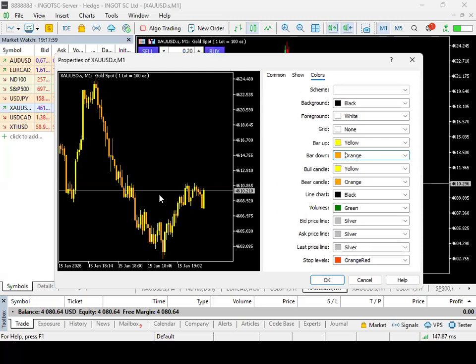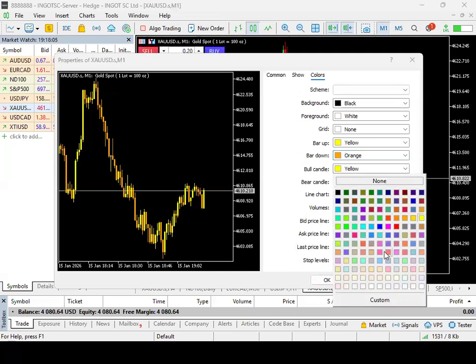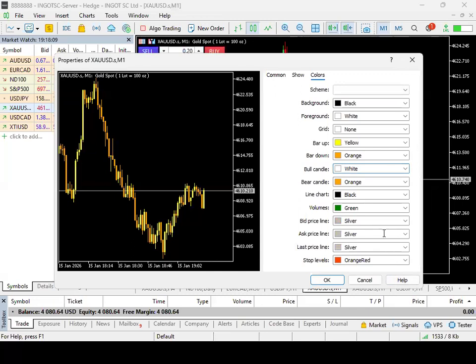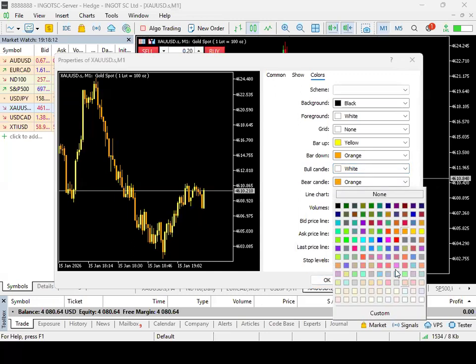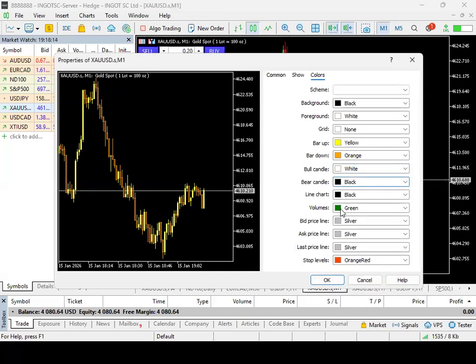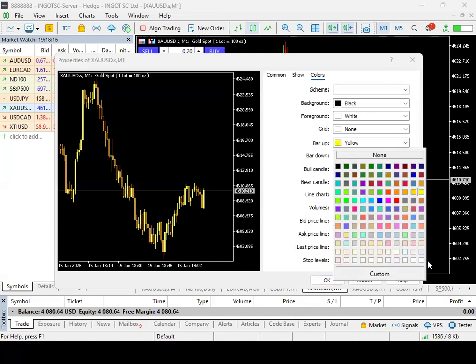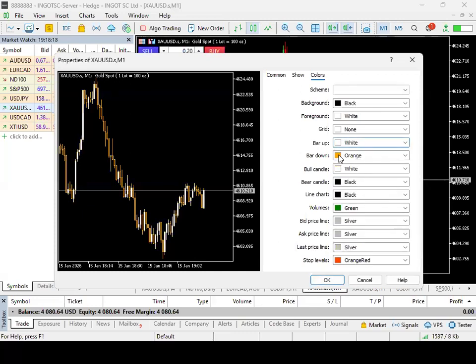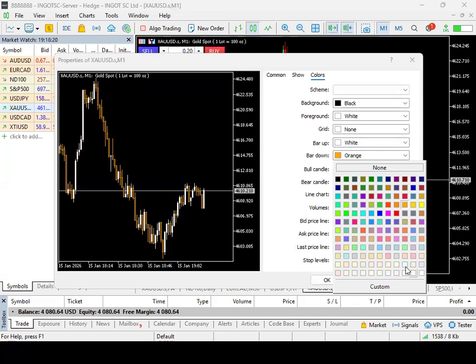Let's do black and white like Christine has recommended. Someone has recommended black and white. So we say a bullish candle should be white. Okay, bullish candle white, bearish candle say black. Black and bear. Yeah. Something like that.